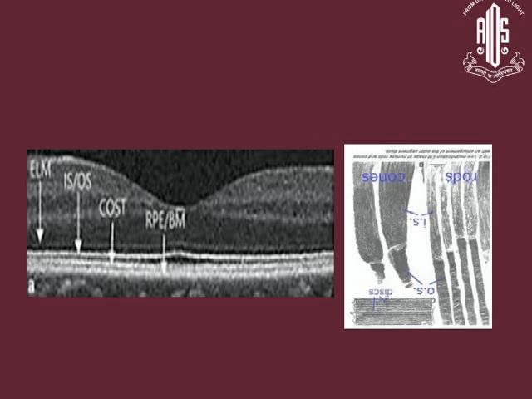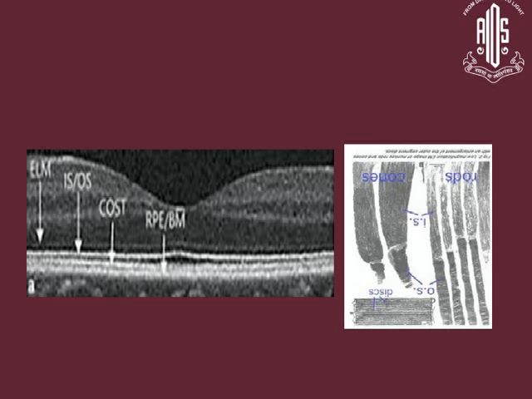The other layer which has been described, I wanted to invert the image to show that these discs are densely packed and there is a change in refractive index, so this appears as a separate layer, the ISOS. There is another layer, the cone outer segment tip, which has another histological character, so that is also picked up as another layer.